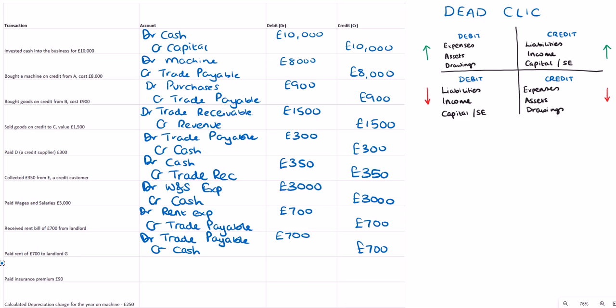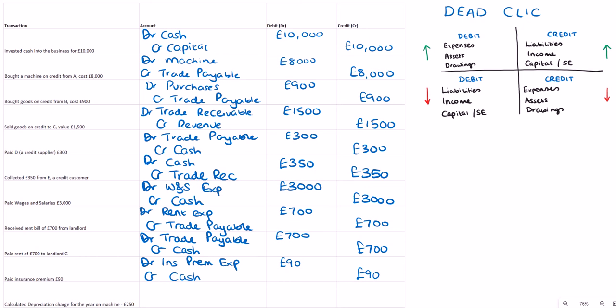Next one, paid insurance premium for £90. So insurance premium is an expense. So if I want to increase my expense, I do a debit. So debit insurance premium expense and credit cash. So the business has paid, therefore cash is leaving the business. So that's going to reduce my assets. I do a credit to cash. It's going to be £90.